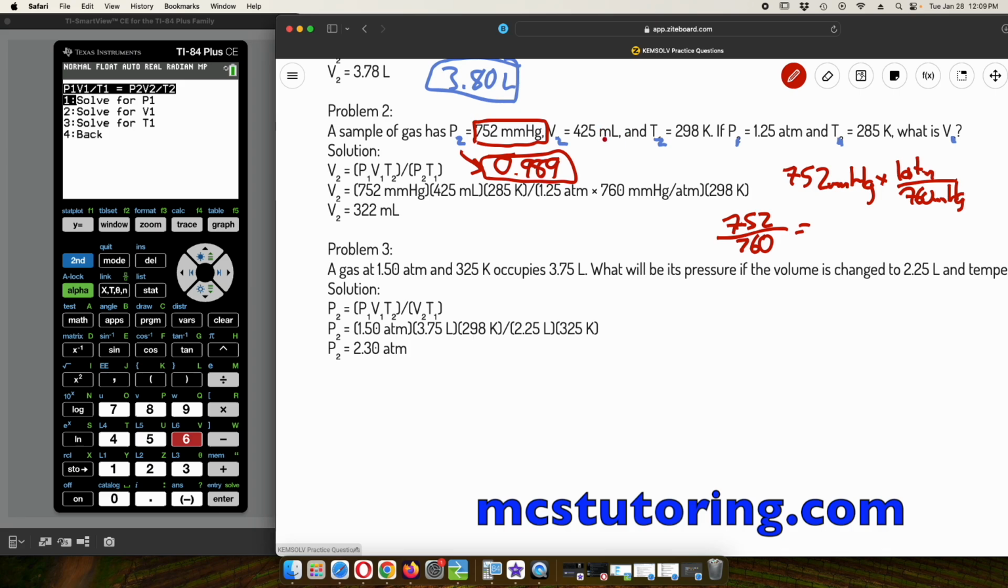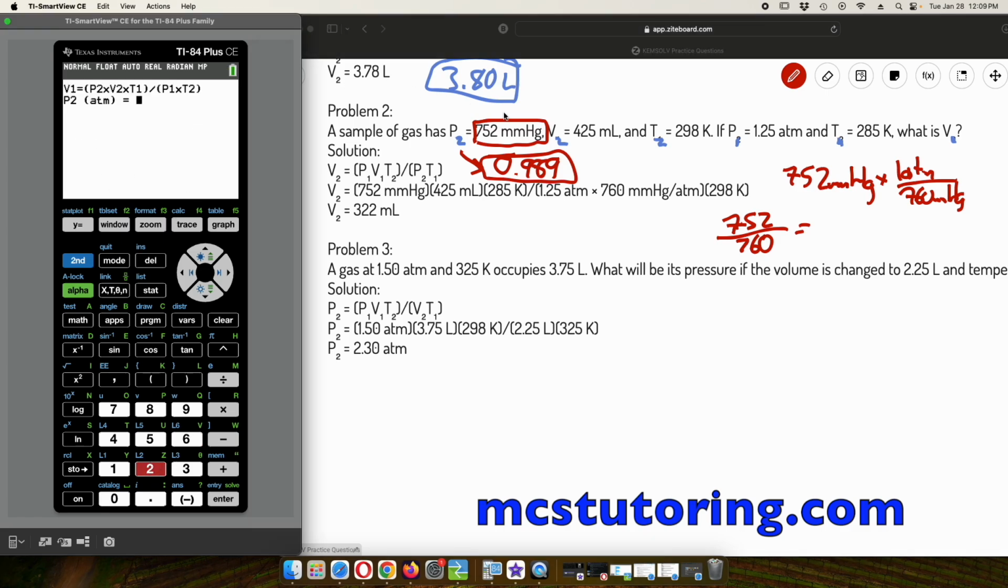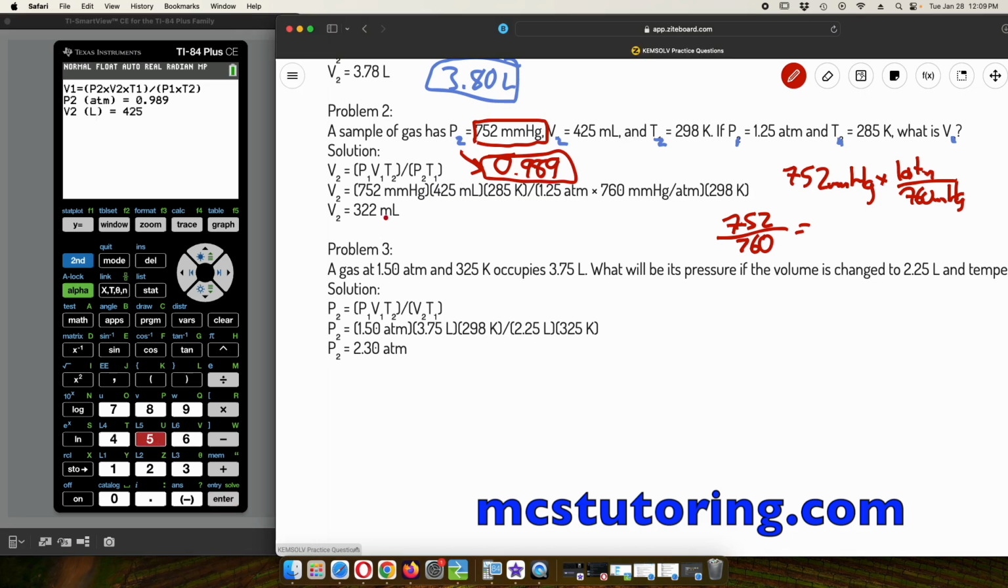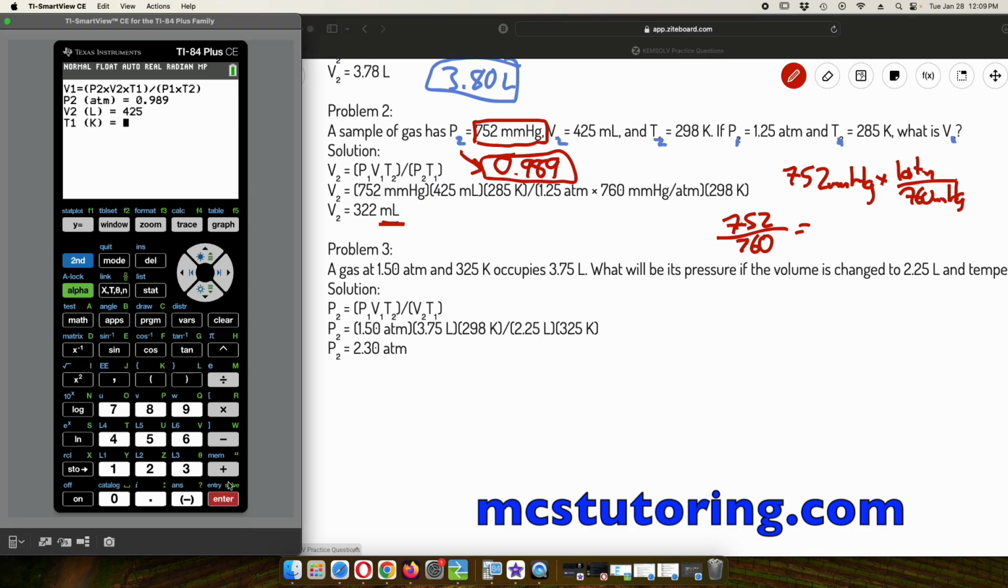Everything else is cool. We're going to milliliters. Just realize your answer will be milliliters. So we're looking for V1. Sorry for getting sidetracked, I kept getting wrong answers here. So P2 is 0.989. There we go. And then we got this V2 is 425. I know it says liters, but since this is milliliters, your answer will be in milliliters. So just keep that in mind. And T1 is 285 Kelvin. As long as we're in Kelvin, we're cool with the degrees. P1 is 1.25 ATM, so 1.25.